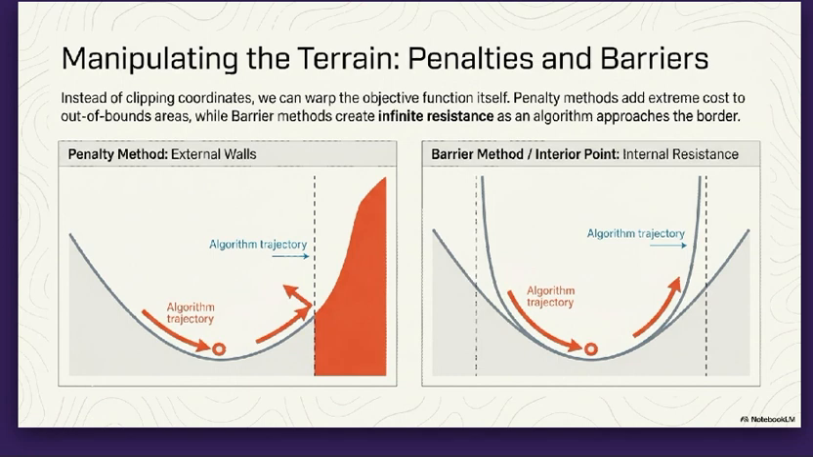So the algorithm is the dog, running around the yard, which is the feasible region, sniffing the ground looking for the lowest point. It looks across the street outside the boundary, and the gradient says, hey, the slope continues down over there. The absolute minimum's in the neighbor's yard. So the algorithm takes a mathematical step out of bounds.